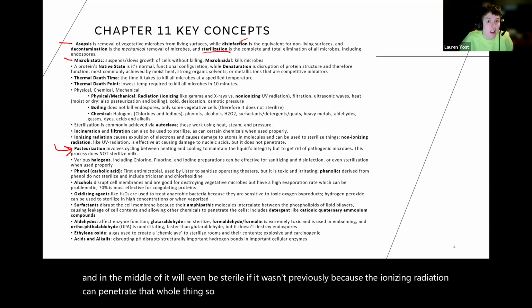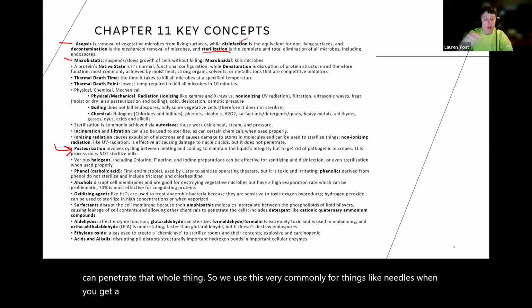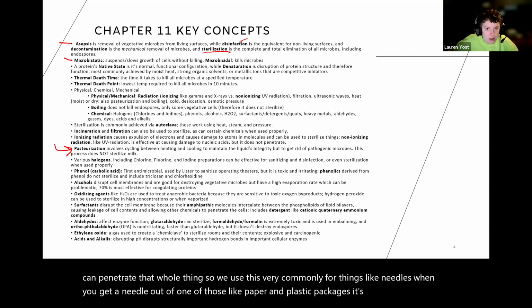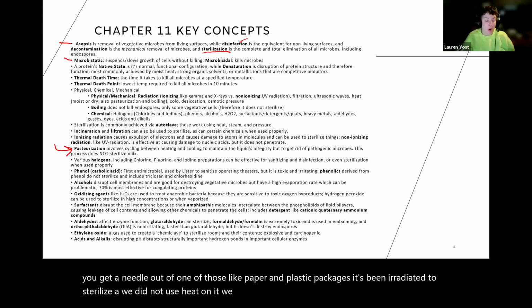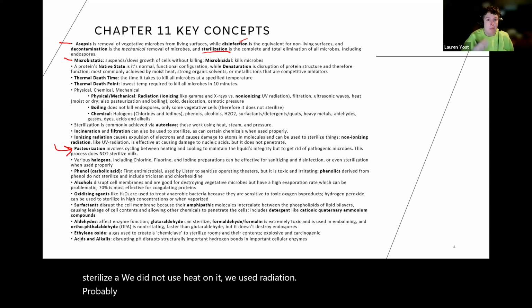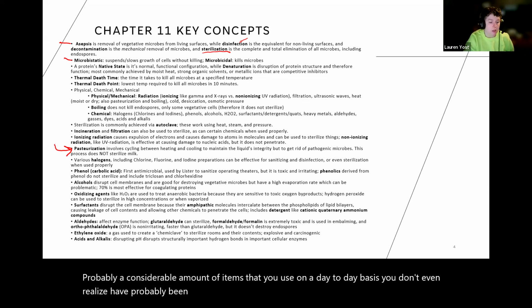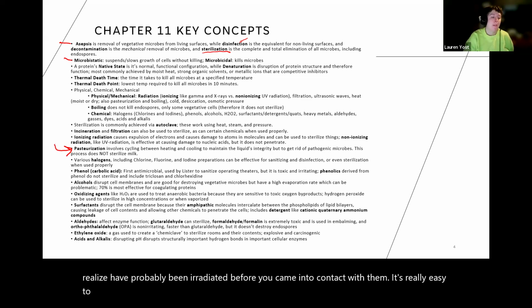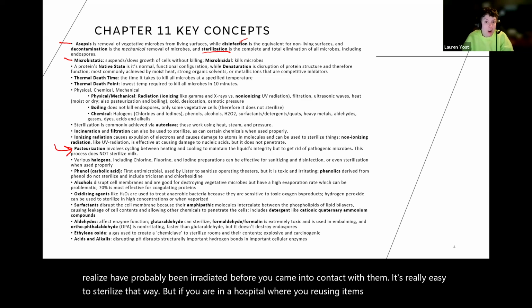So we use this very commonly for things like needles. When you get a needle out of one of those paper and plastic packages, it's been irradiated to sterilize it. We did not use heat on it. We used radiation. Probably a considerable amount of items that you use on a day-to-day basis, you don't even realize, have probably been irradiated before you came into contact with them. It's really easy to sterilize that way. But if you are in a hospital where you're reusing items repeatedly, irradiating something might not be as practical.